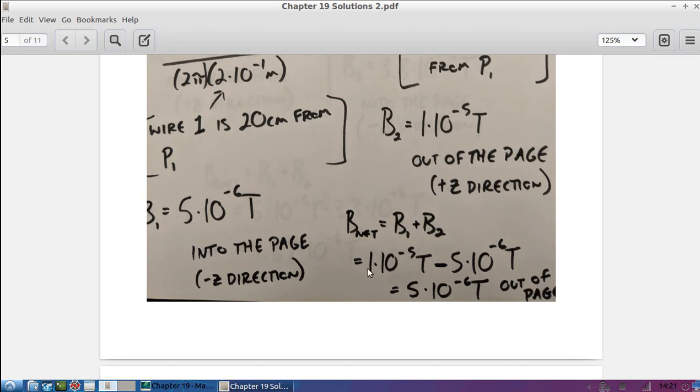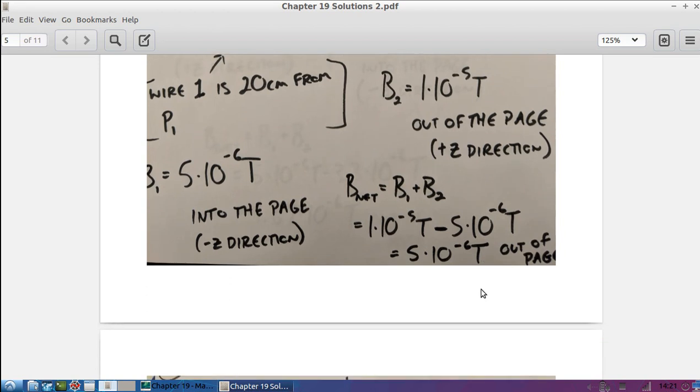And so I get a net magnetic field of positive 5 times 10 to the negative 6 Tesla, and that's out of the page. So those are two ways that you can describe the direction. Into the page, negative z direction. Out of the page, positive z direction.